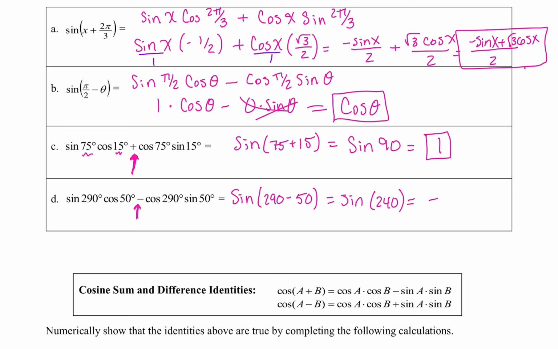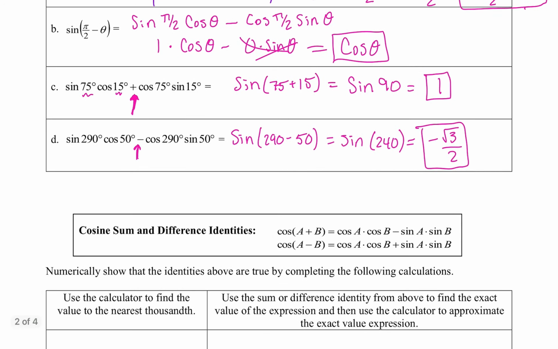So we know that we're looking at the 60-degree mark, but in quadrant 3, it's definitely going to be negative because every sine and cosine in quadrant 3 is negative. And we know that the sine at 60 degrees is radical 3 over 2. So at 240 degrees, it's going to be negative radical 3 over 2.